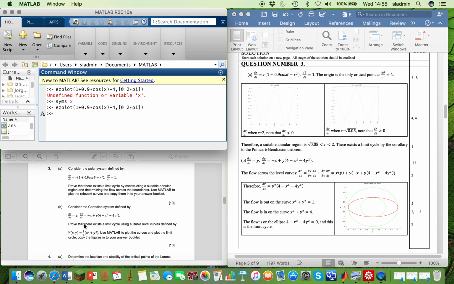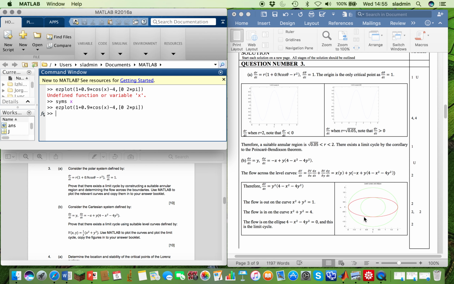Okay, for part B, we have this Cartesian system. We're given our Lyapunov function V, so we just substitute that to find dV by dt. So dV by dt is dV dx times dx dt plus dV dy times dy dt from the chain rule. We substitute the values in, and therefore dV by dt is equal to this expression. And again here we can use MATLAB, so we can use ezplot to plot these curves.